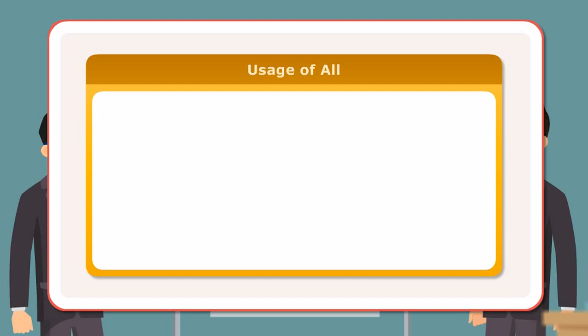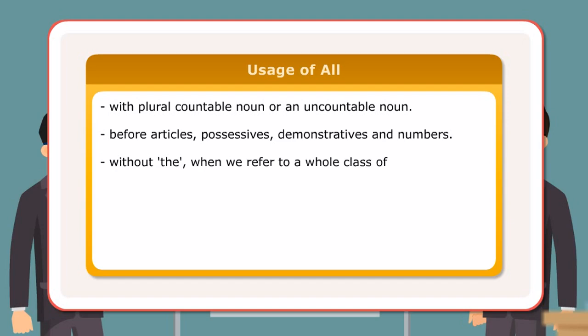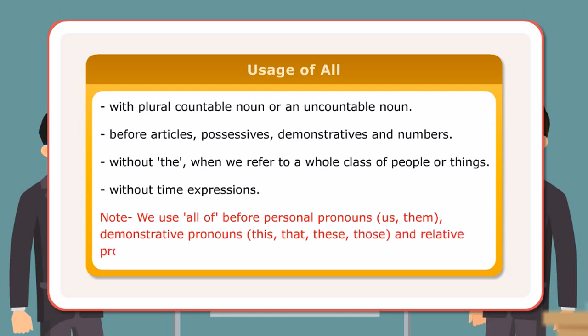Usage of all. We use all with a plural countable noun or an uncountable noun, before articles, possessives, demonstratives, and numbers, without the when we refer to a whole class of people or things, and without time expressions. Note: we use all of before personal pronouns, us, them, demonstrative pronouns, this, that, these, those, and relative pronouns, whom, which.